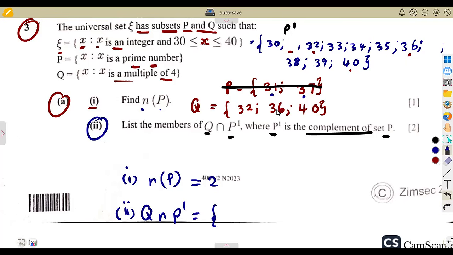What are we having in both? So you see that we've got the 32, we've got the 32. The 36, the 36. So it was just a repetition of set Q. The 40 and the 40. This is what we just said.